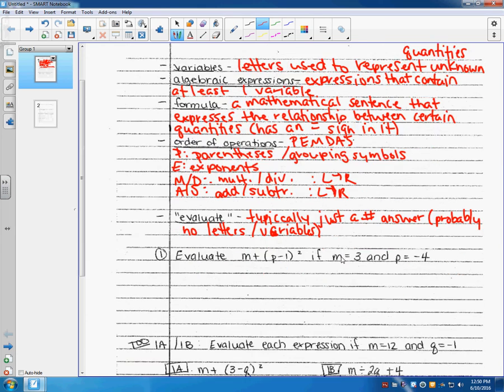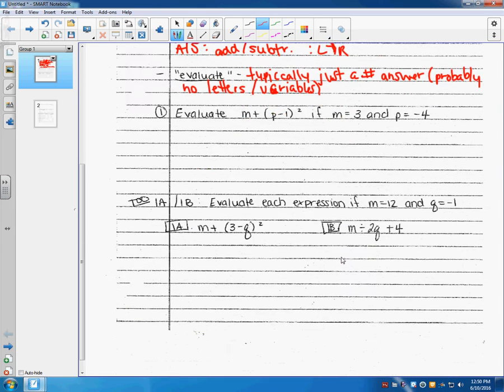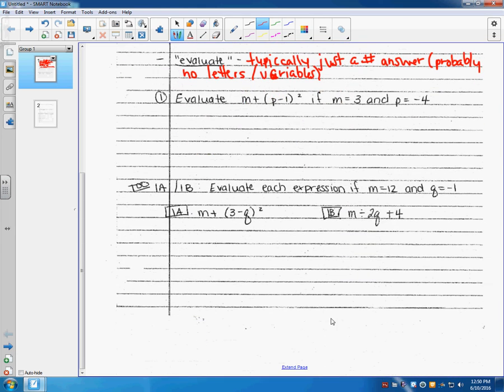So if you go to number 1, it says evaluate m plus p minus 1 squared if m is 3 and p is negative 4. Think for just a second, what would we do first here? Evaluate means simplify, find the answer, right? We need to substitute first. So instead of an m, we're going to put 3. Instead of a p, we're going to put negative 4. And everything else you just write down. After that first step of substitution, it should be pretty easy.